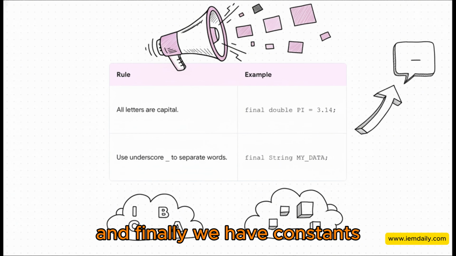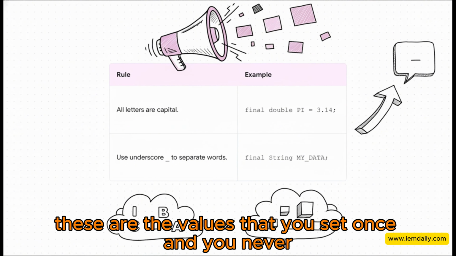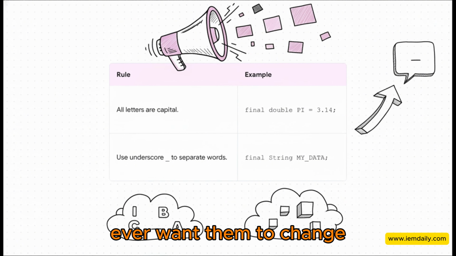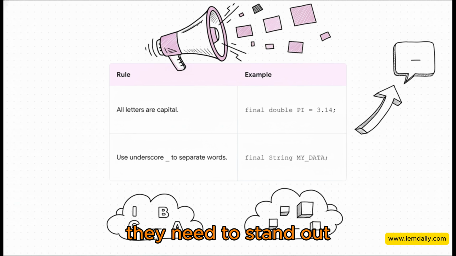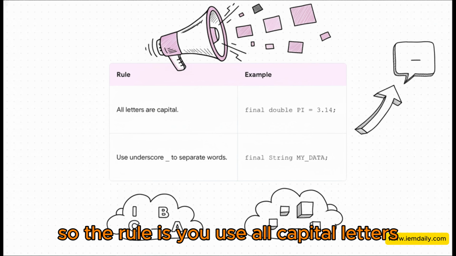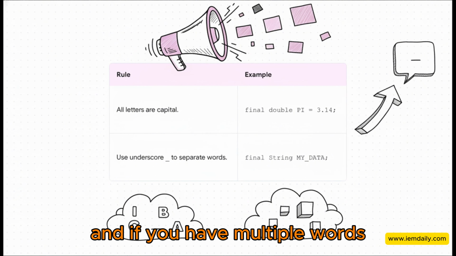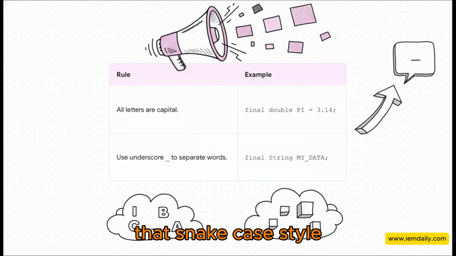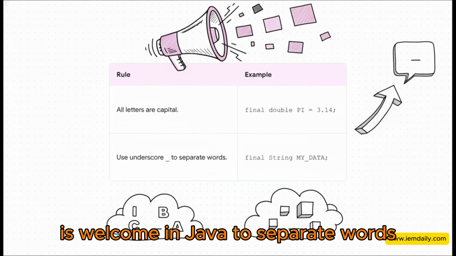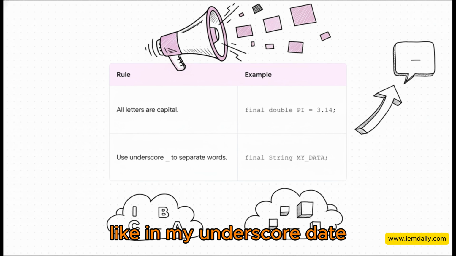And finally, we have constants. These are the values that you set once and you never ever want them to change. And because they're so important and so fixed, they need to stand out. So the rule is you use all capital letters. And if you have multiple words, well, this is the one and only time that underscore, that snake_case style, is welcome in Java to separate words, like in MY_DATA.